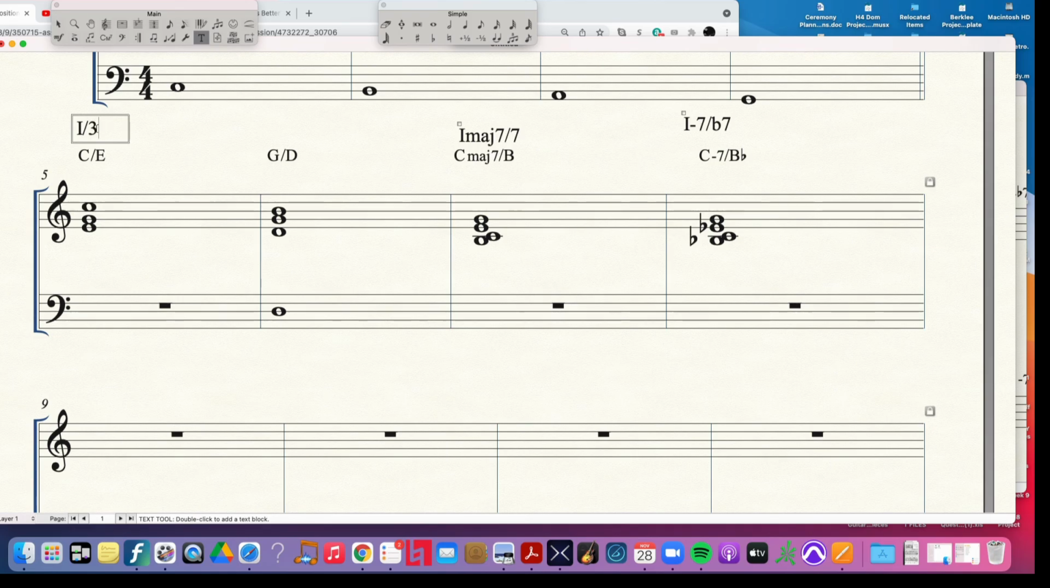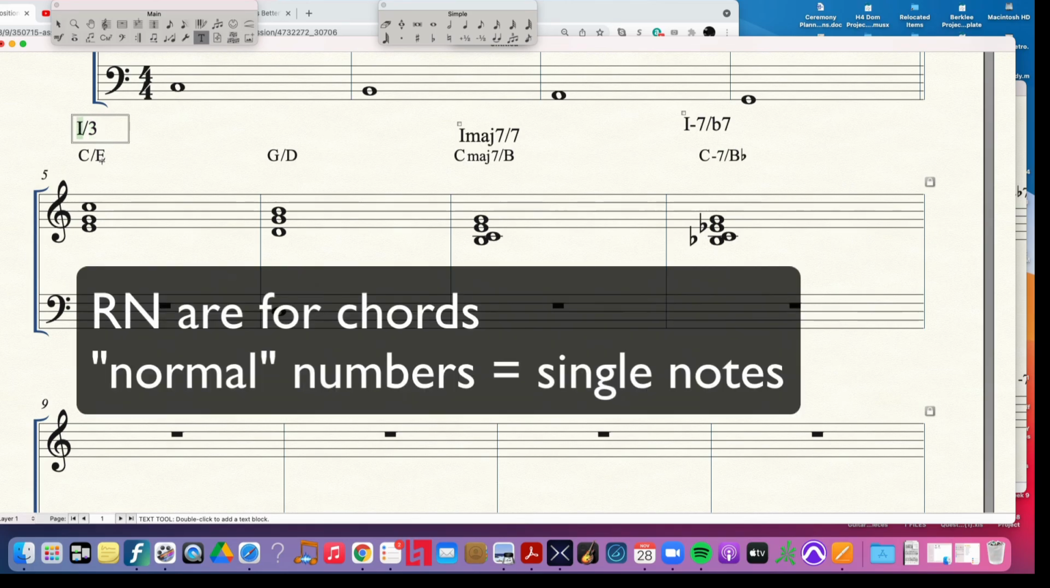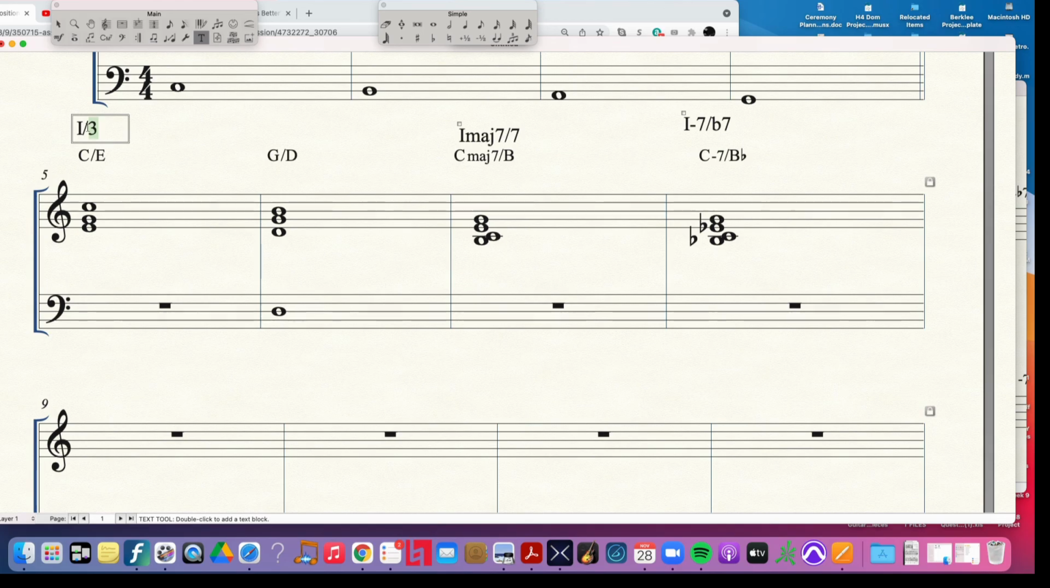Now notice that the third is a traditional number, an Arabic number. That's because we use these kinds of numbers for single notes, and E is a single note, and we use Roman numerals for chords. The E is a note, the C is a chord. If it was a different chord in the key, again, we're relating this to the chord of the moment.